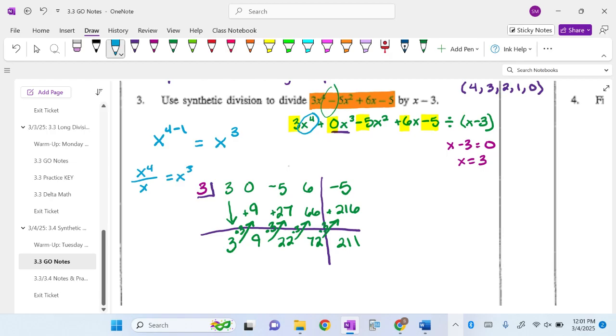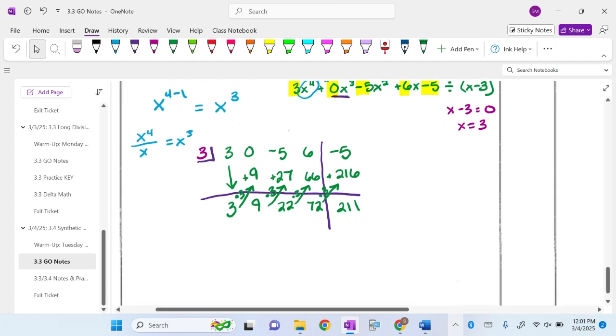That's why we start with an x cubed. All right, because we're taking into account that since we're dividing x to the fourth by an x, somewhere in this division, we got to start with x cubed. All right. So my first number would be 3x cubed.